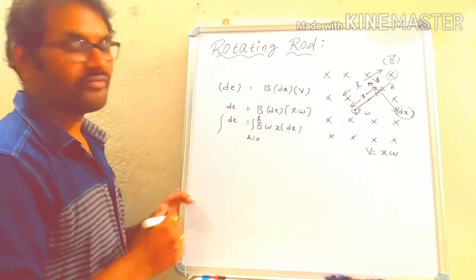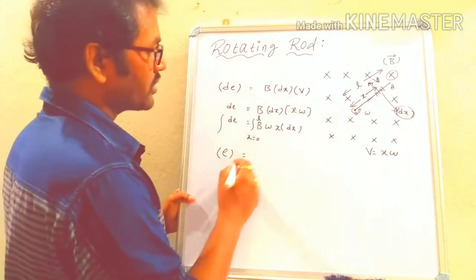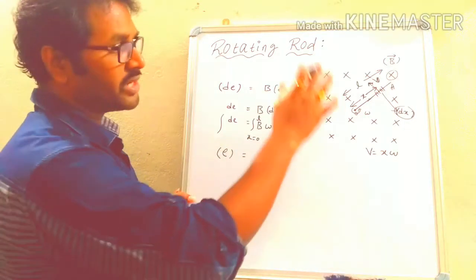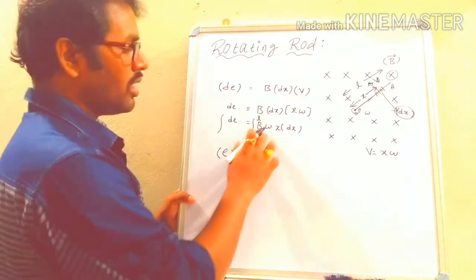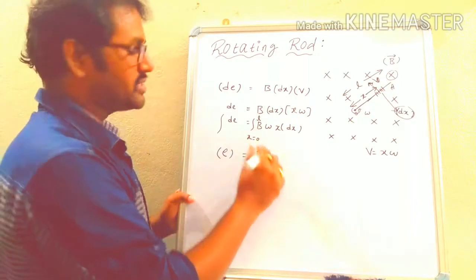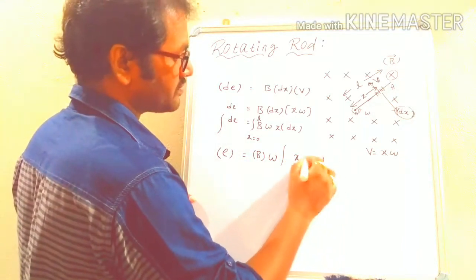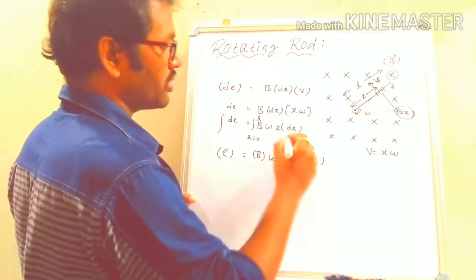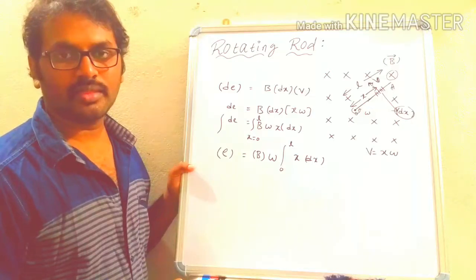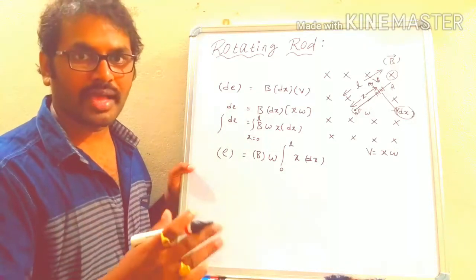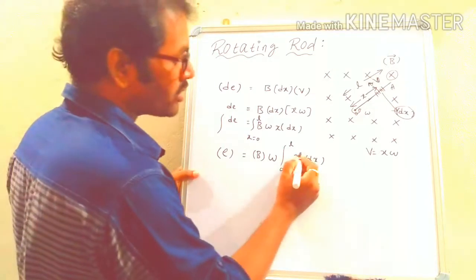The total induced EMF you will get, E between the ends OA, is equal to B, constant, which is set along the z axis. It doesn't change. Uniform magnetic field B. Angular velocity of the rod, which is also constant, omega. Integral of x dx from x equal to 0 to L. What is the integral of x dx? Another formula: integral of x power n dx is x power n plus 1 by n plus 1. Then we have the power 1.